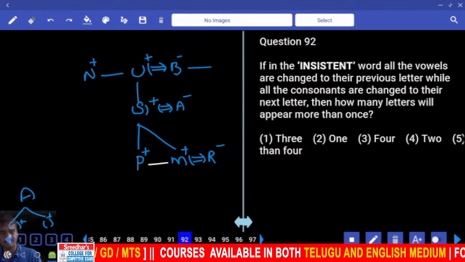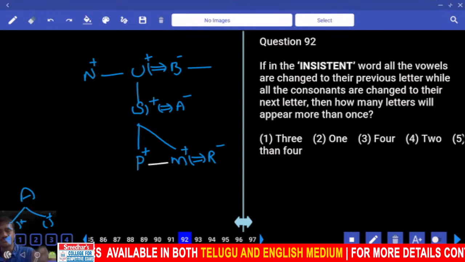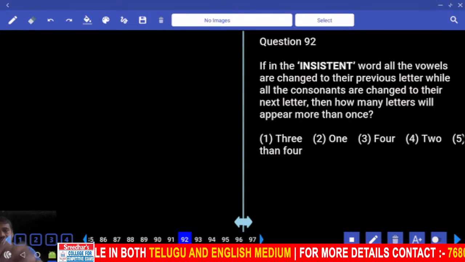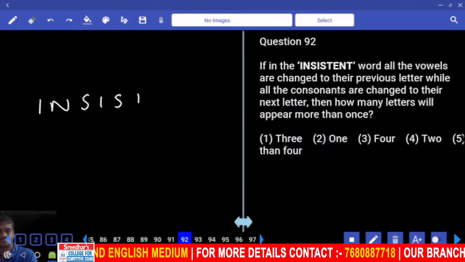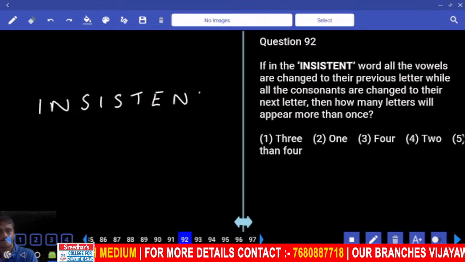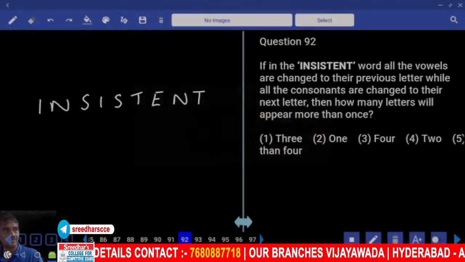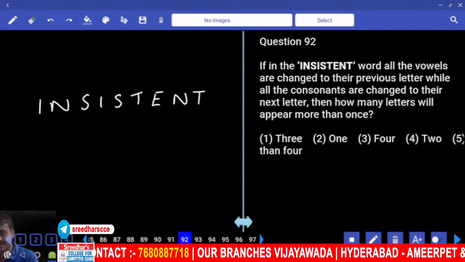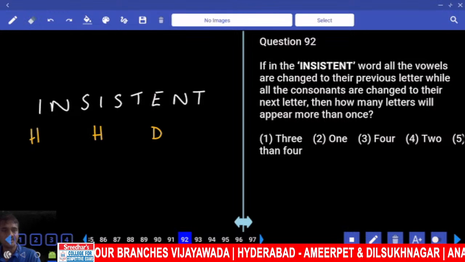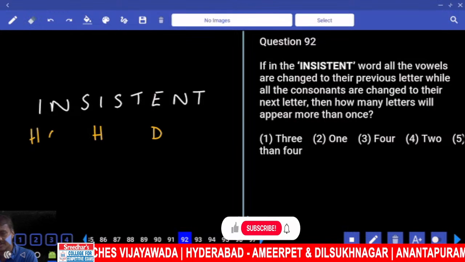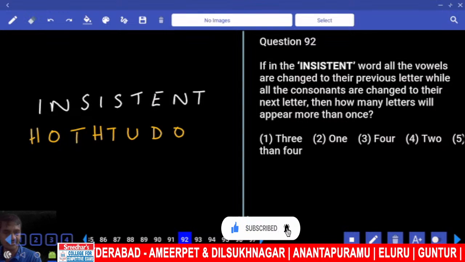Then 92. And what is the word we have? Insistent. Now in this word insistent, all the vowels are changed to previous letter. Vowels that are changed to previous letter, I to H, I to H, E to D. And all the consonants next letter, N to O, S to T, T to U, N to O, T.